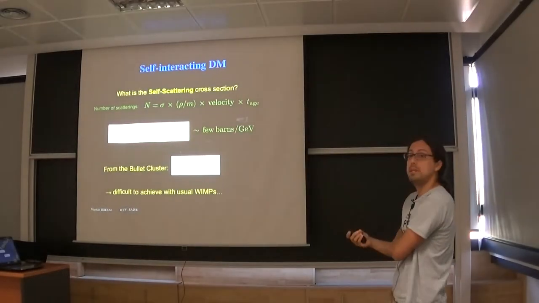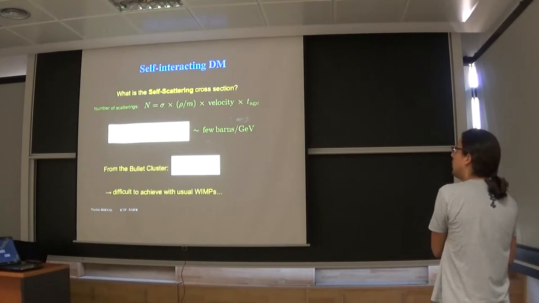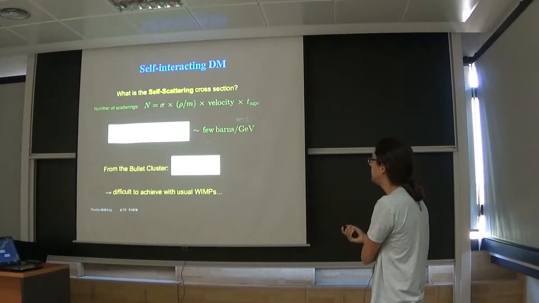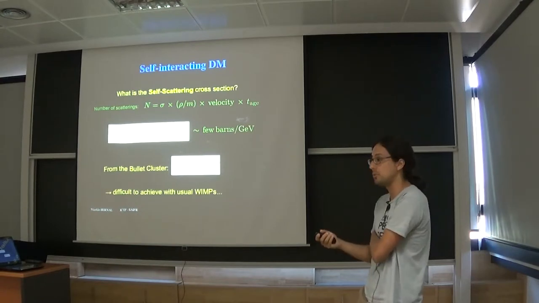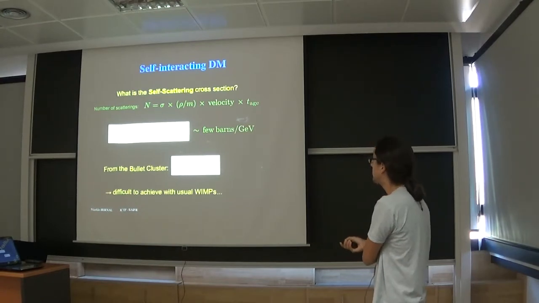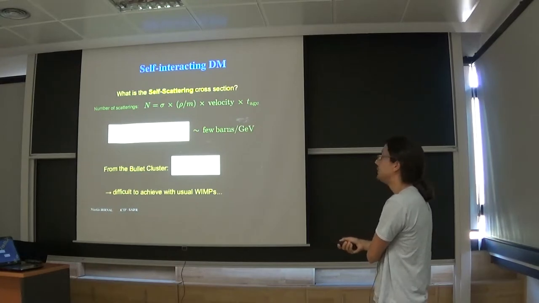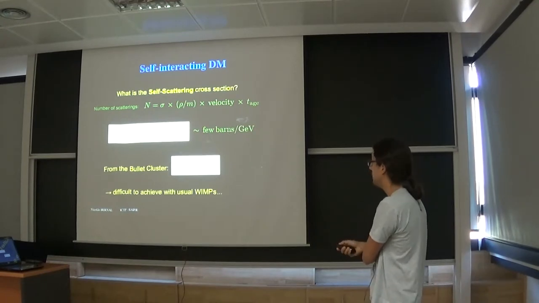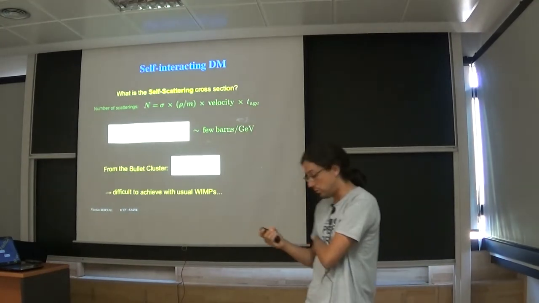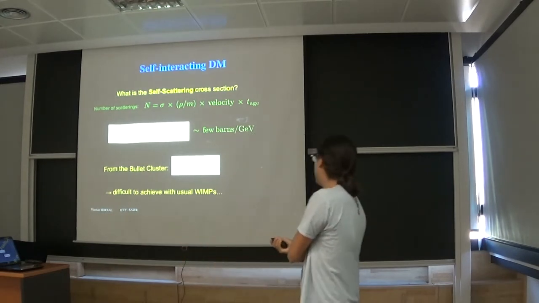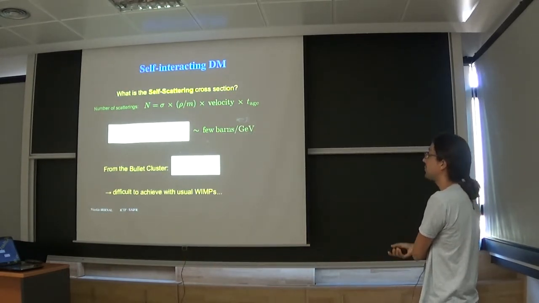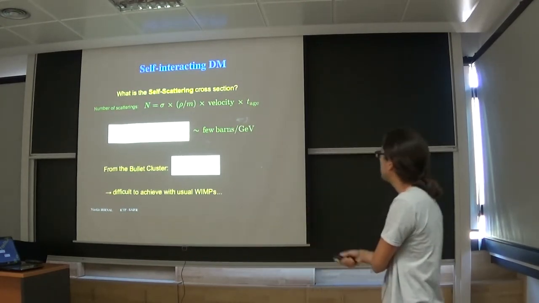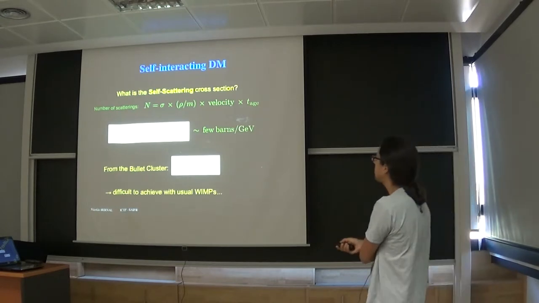And now, what has to be the strength of these self-interactions? In order to solve this problem, we have to have self-interactions, or if we want to see this, sigma over m, where sigma is just the elastic scattering cross-section over the dark matter mass, of the order of a few square centimeters per gram. So if you want, a few barns per GeV, which is something that is very difficult to achieve using standard WIMPs, basically because we expect this cross-section to be of order picobarn, femtobarn, something like this. So there's like 10 orders of magnitude or more mismatch.